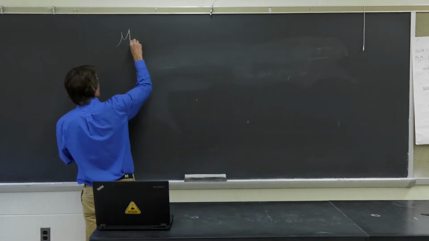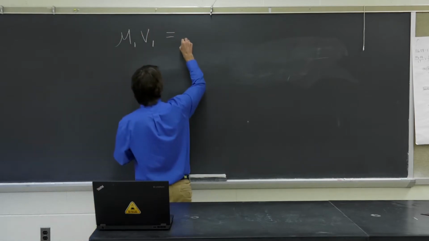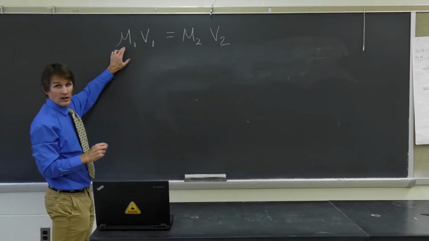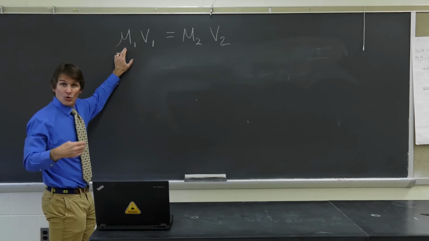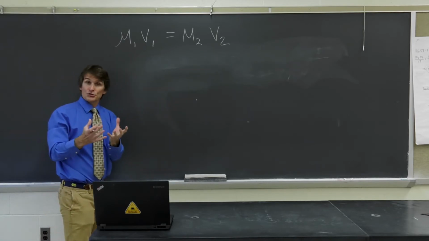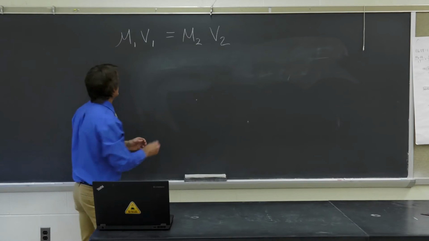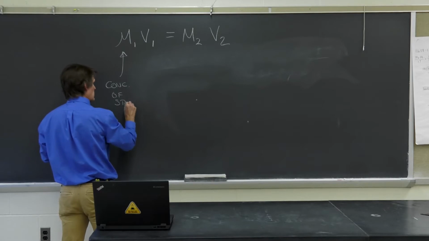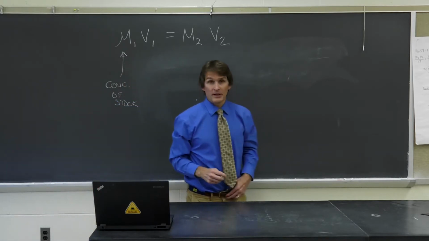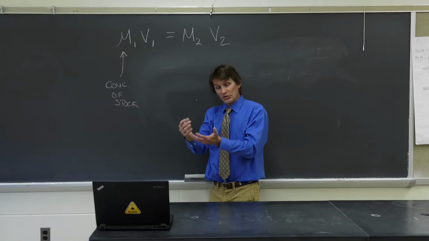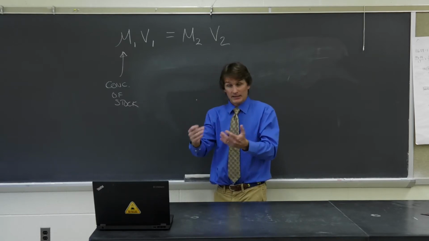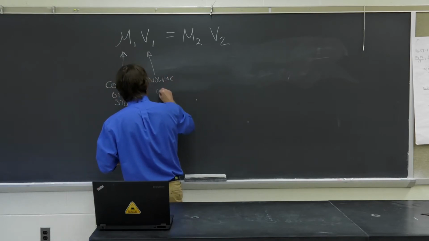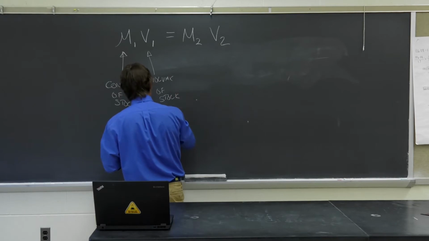It just looks like this. M1V1 equals M2V2. And we're going to call M1 the molarity, or the concentration, of the concentrated solution we start with. So this is the concentration of the stock, the solution we start with. V1 is going to be how much of that stock solution we're going to need to take. So this will be the volume of the stock solution, the stored solution, needed.